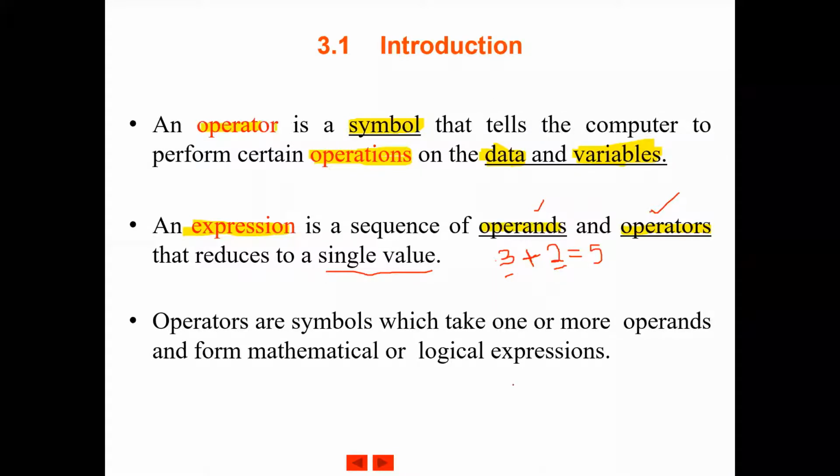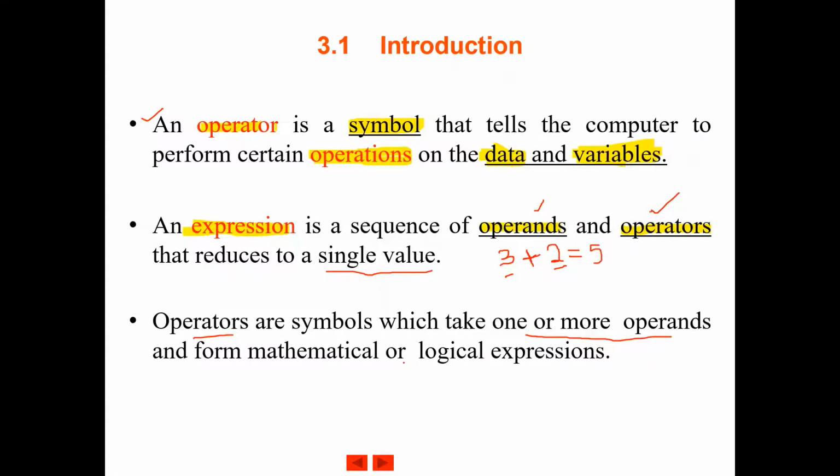Operators are symbols which take one or more operands and form a mathematical or logical expression. So you just need to write only one definition. Operator is a symbol which informs the computer to perform a certain operation on the data and the variables. Operators can take one, two, or three operands and form a mathematical or a logical expression. We'll see what the different types of expressions are. When it takes one or more operands, it forms an expression.